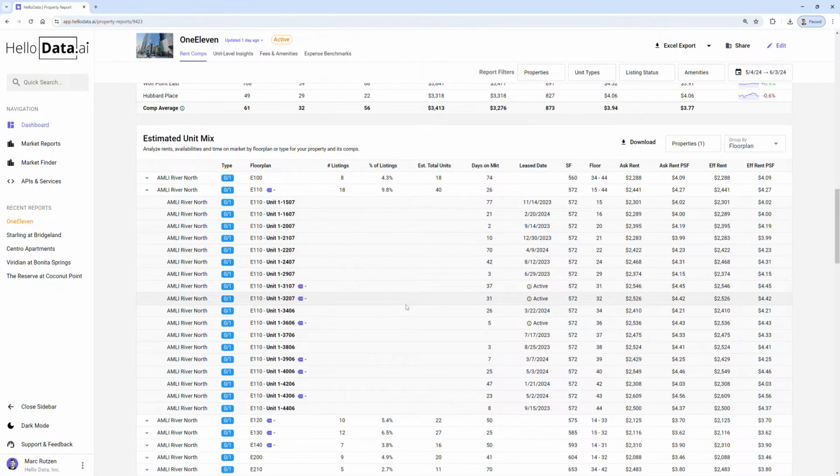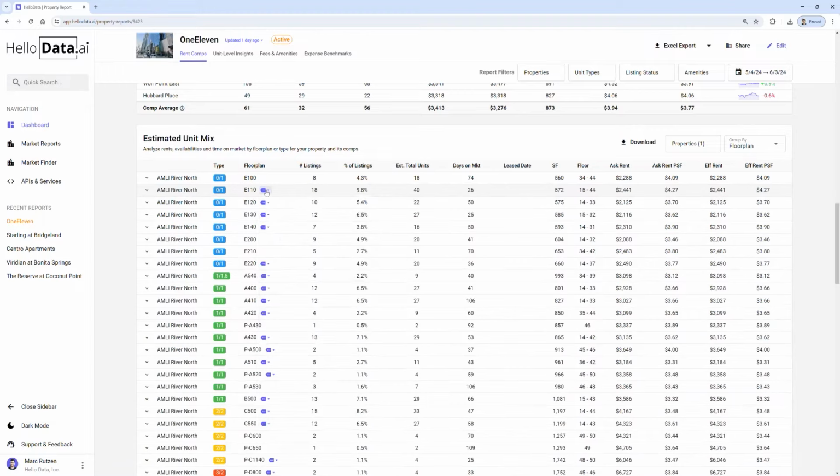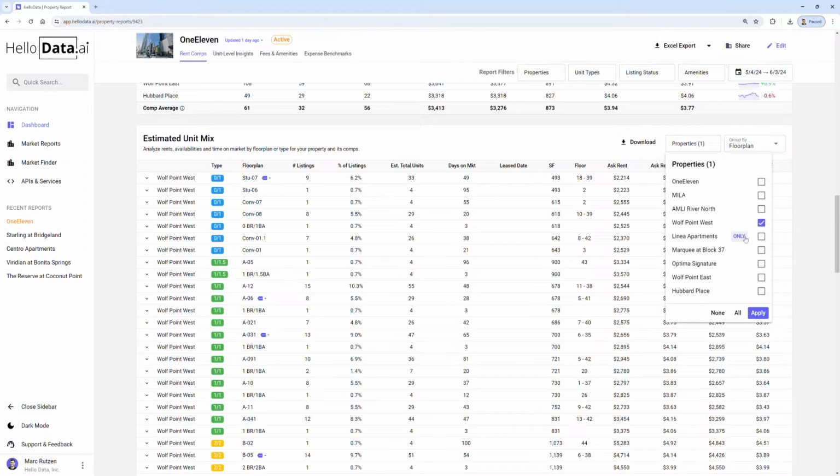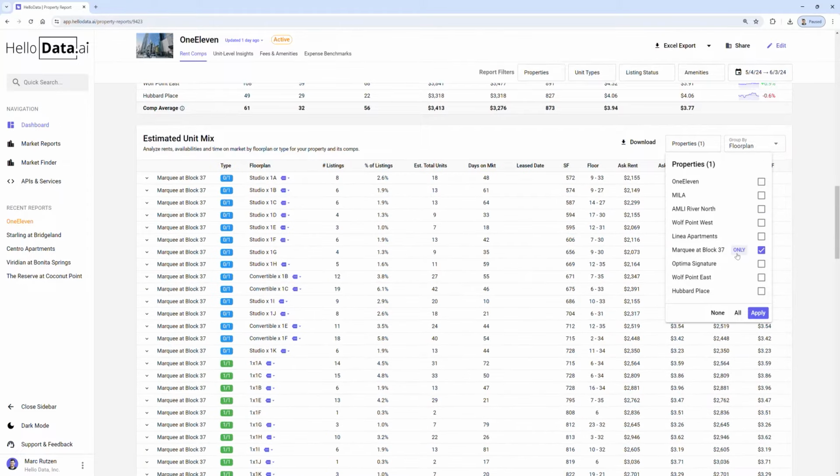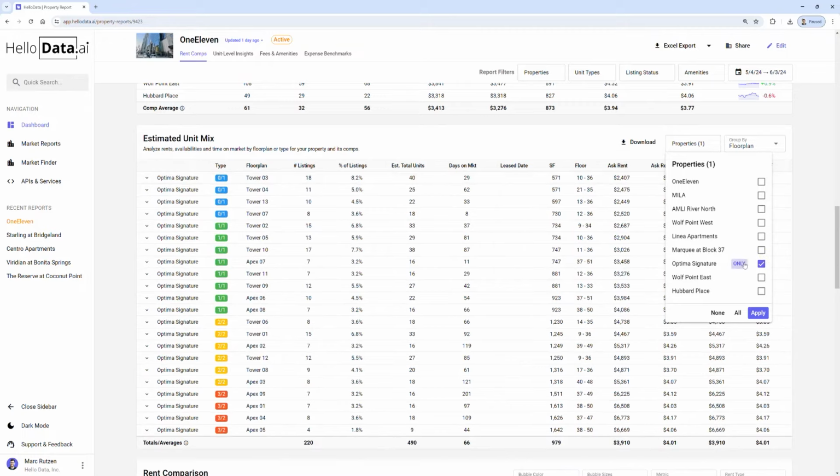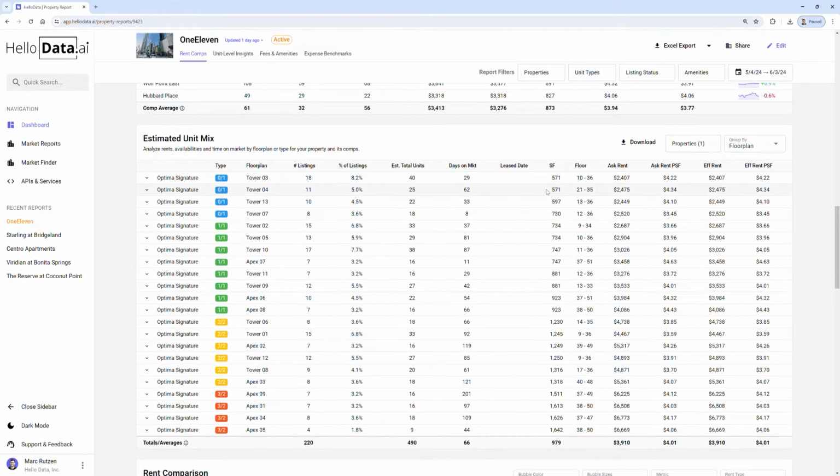And we give you transparency into all of that data at the unit level and then summarized at the floor plan level. So I encourage people to try this out. We can do it for every one of your comps, and you can get a very detailed look at how people are pricing and what they're able to achieve in the market using this estimated unit mix.